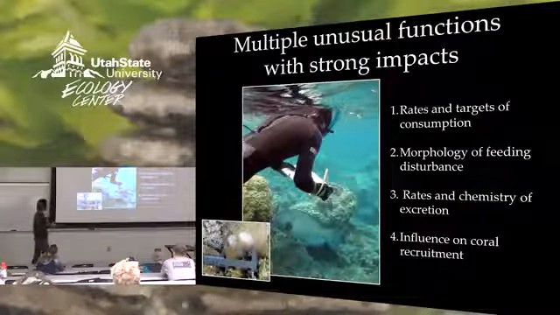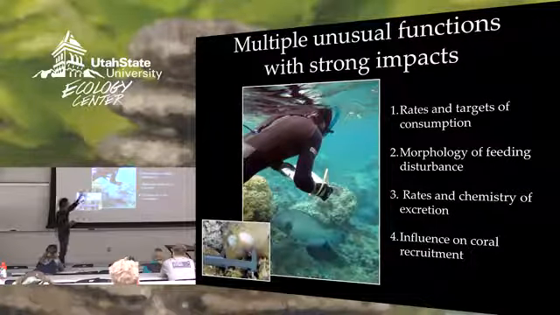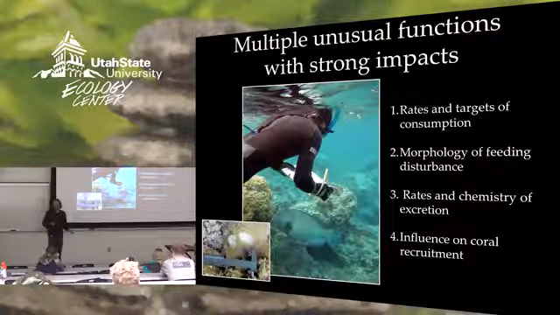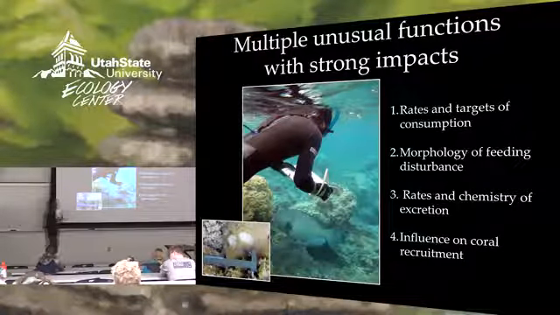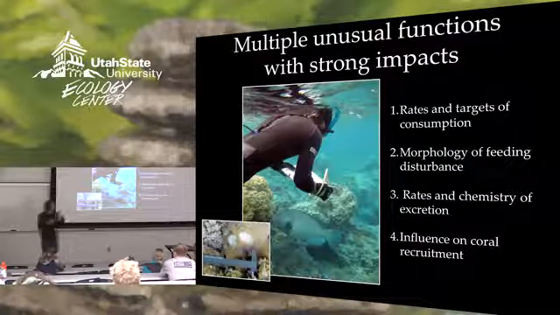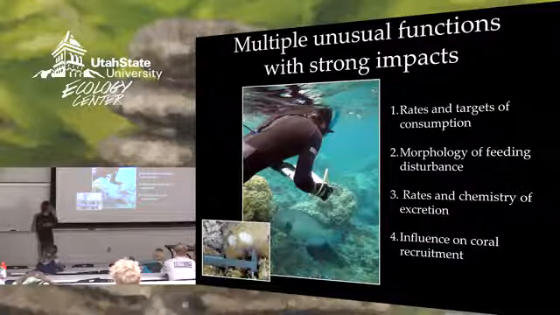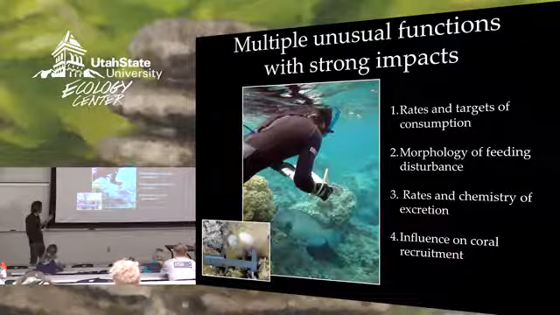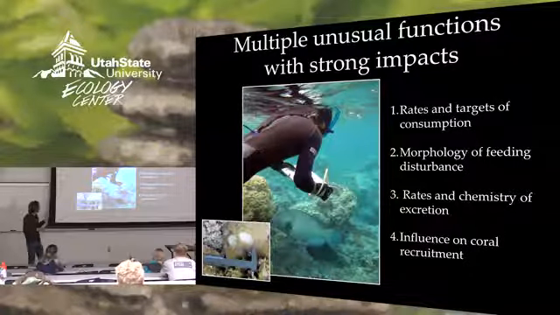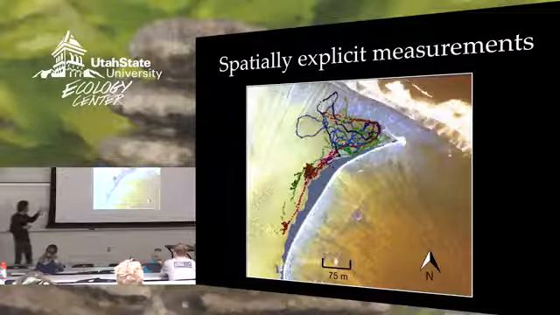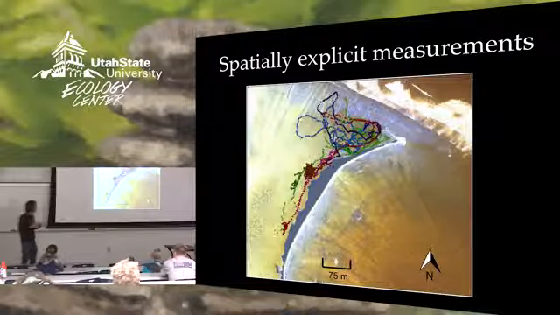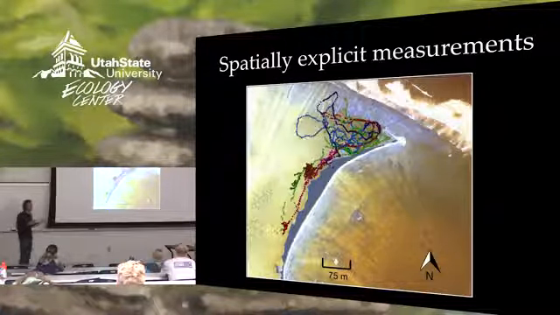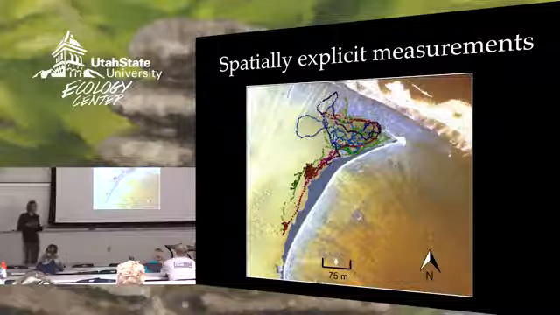We looked at a lot of different kinds of impacts, basically tried to follow the fish and learn everything we possibly could while we're doing that. So we measured rates and targets of consumption, the morphology and mechanics of the feeding, the rates of excretion, and the influence on coral recruitment. We found some really interesting things. As we followed and took this data, we tracked the fish, we tracked ourselves, and hung out with fish. I've never been more fit than trying to swim with parrotfish for several summers.